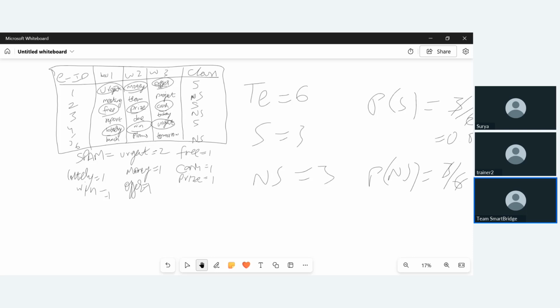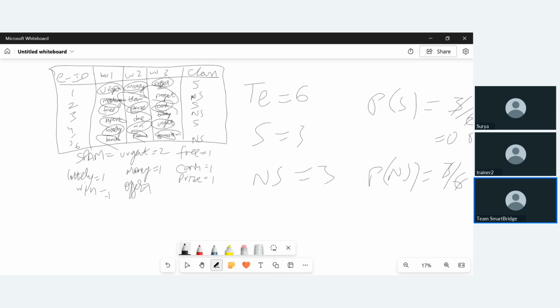In the next step, we'll also count this for not spam. Let's take not spam also. For not spam, meeting is 1 time, team is 1 time, project is 1 time. And if you take everything, report due today, lunch plans tomorrow, everything is repeated equally. Among spam and not spam, only in one of them is urgent repeated twice, while the others are repeated only 1 time.